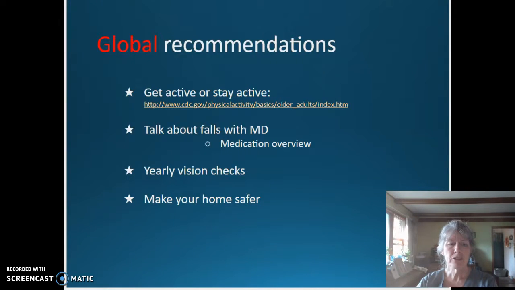First, global recommendations that you should tell everybody over 65, and everybody at Stay Steady Vermont events should learn these. They should get active or stay active, and you can look up CDC's recommendations for amount of activity at the attached website. They should talk to their doctor about falls, and they should review medications yearly to make sure they're not taking medications that are going to badly interact and cause them to be orthostatic. They should have yearly vision checks, since vision is an important risk factor for falls, and they should take measures to make their homes safer.